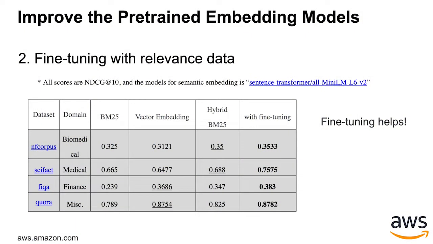We can further improve the system if you have relevance data that is tied to the task. By relevance data, I mean the real behavioral data from the users that are interacting with the search engine. If you have this relevance data, you can fine-tune the pre-trained embedding models via this dataset. And we further compare the performance of this model that has been fine-tuned, which is the last column of this table. And we see that on all the data sets, the fine-tuned model achieves the best performance. So fine-tuning really helps here.